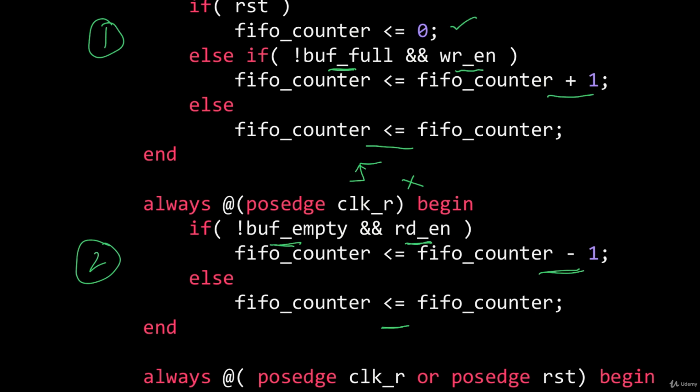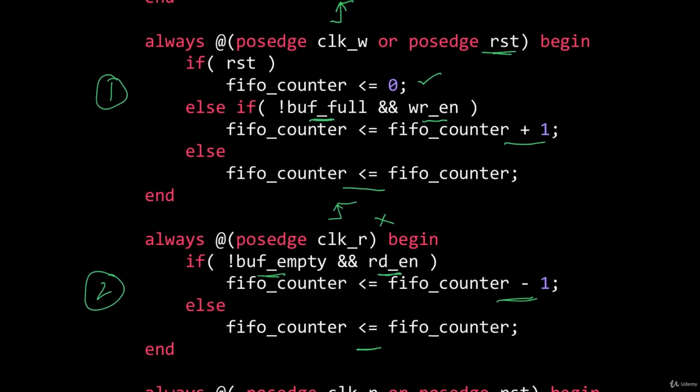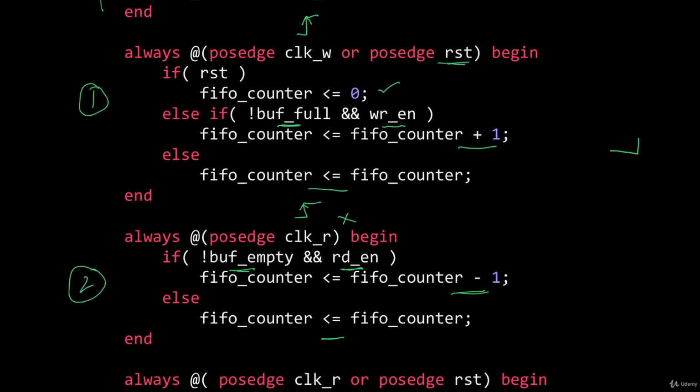Now if your write clock and your read clock come at the same time, say for example your write clock is here and your read clock, although they are two different clocks, they happen to come at the same time, then there will be a conflict in this line and this line. So if you expect that the clocks could come at the same time, it's better to remove these two lines. You can remove the else case, and it will be inferred by the synthesis tool that you want to hold the FIFO counter.